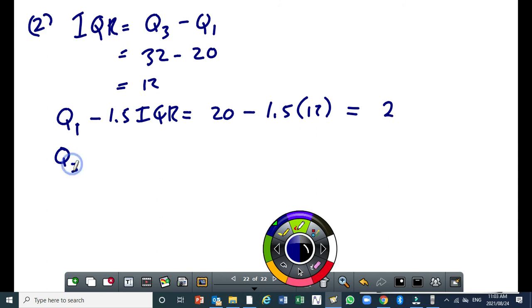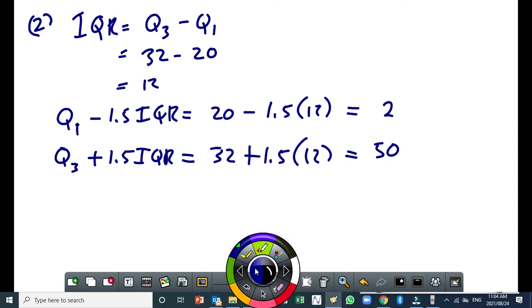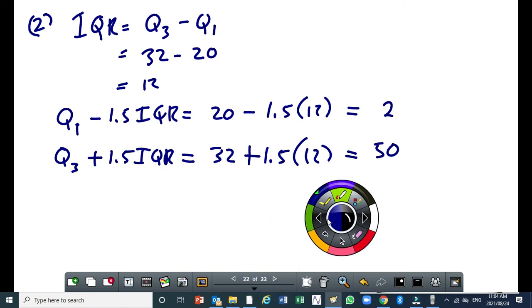Then I need to determine Q3 plus 1,5 times IQR, right? My Q3 is 32. I hope you are following what I'm doing, plus 1,5 times the interquartile range. This gives me 18. 18 plus 32, you get what? 50. Now what this means is, if any value is less than 2 or more than 50, then it's an outlier.